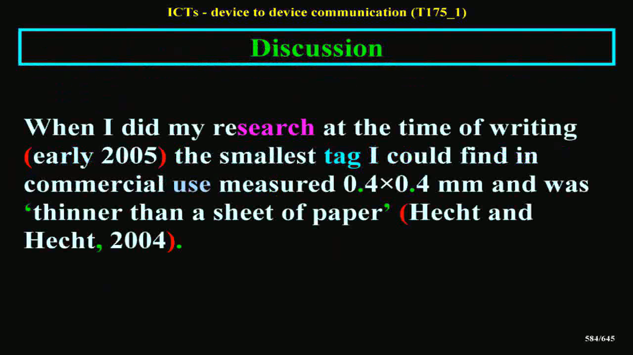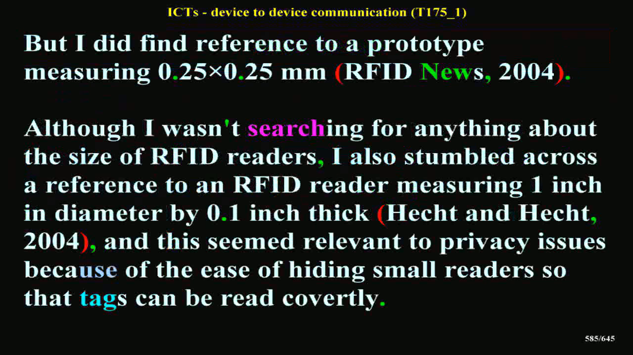Discussion. When I did my research at the time of writing, early 2005, the smallest tag I could find in commercial use measured 0.4 by 0.4 millimeters and was thinner than a sheet of paper (Hecht, 2004). But I did find reference to a prototype measuring 0.25 millimeters (RFID News, 2004).